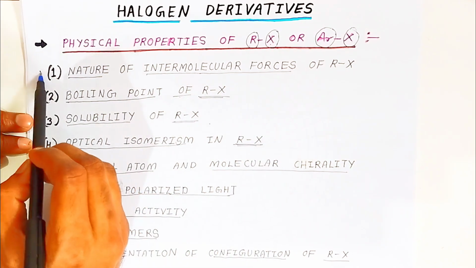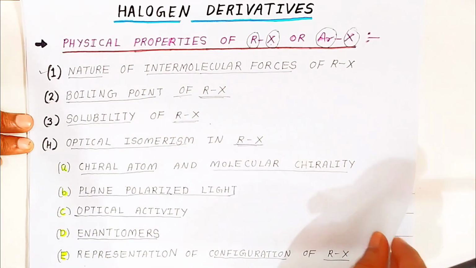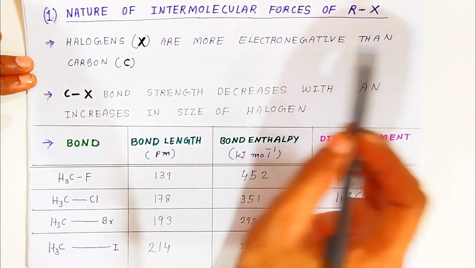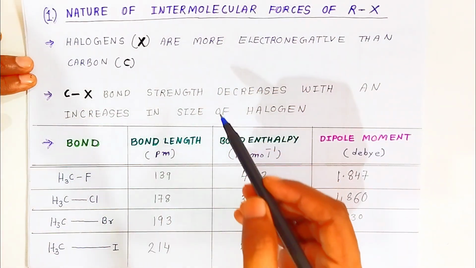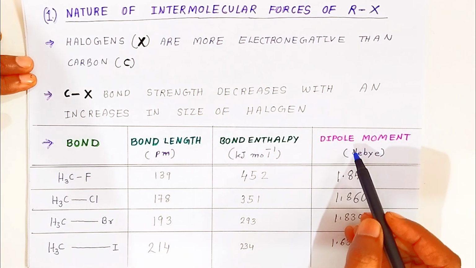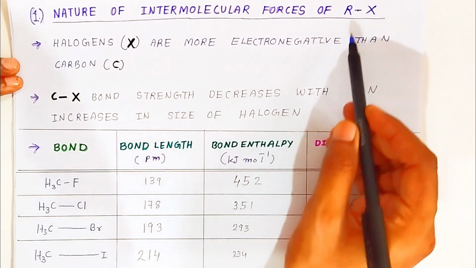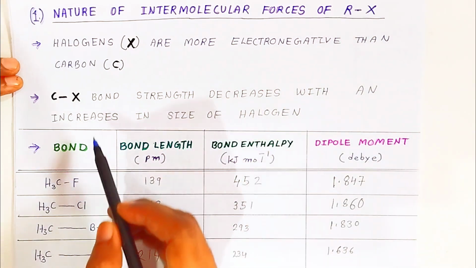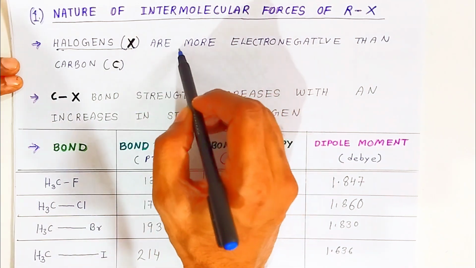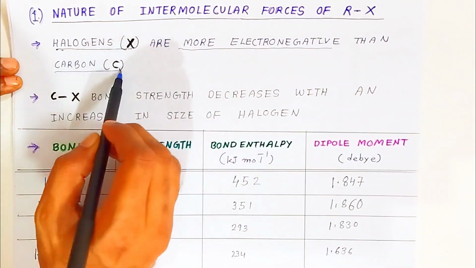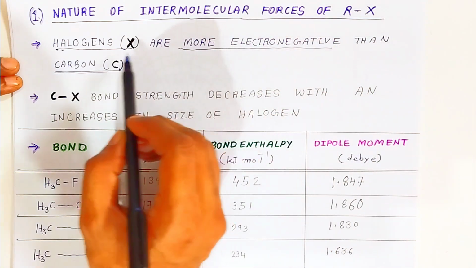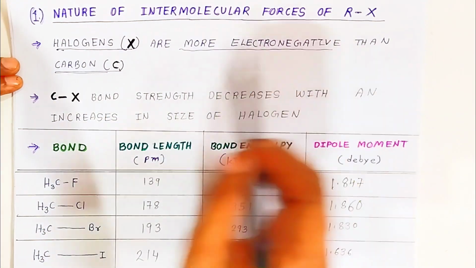First physical property we are going to see is the nature of intermolecular forces of alkyl halide. If you have two alkyl halide molecules, students, which type of forces? Bond length, bond enthalpy, and dipole moments, these are the natures. The nature of alkyl halide depends on this. The halogen that we represent with X is more electronegative than carbon. Understanding, students? If you want to study the nature of intermolecular forces of alkyl halide, you should know halogens are more electronegative than carbon.